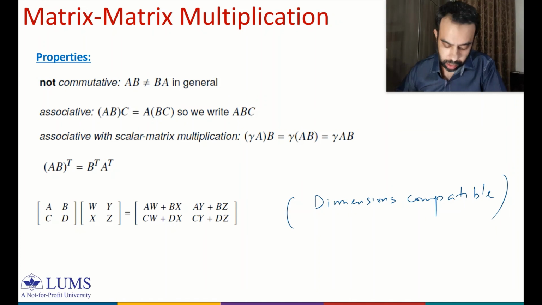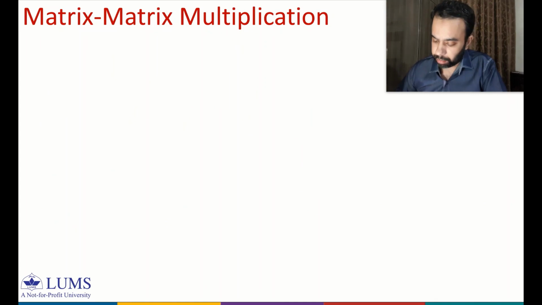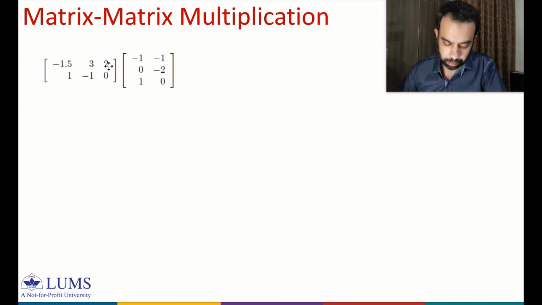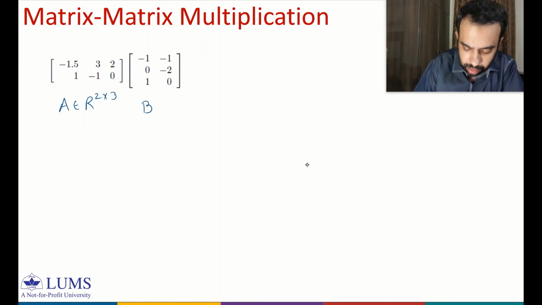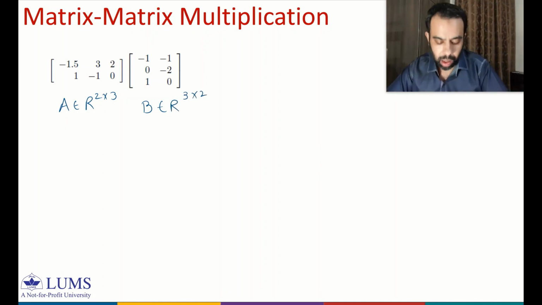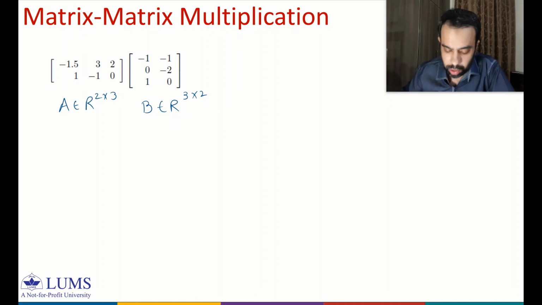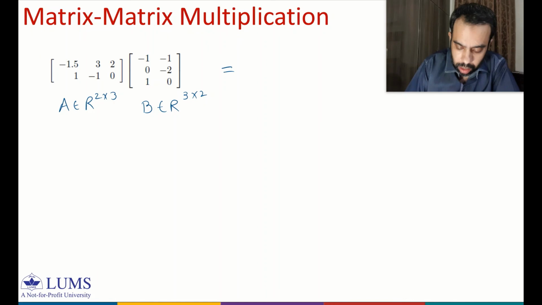Before we close, we also look at a couple of examples of matrix multiplication. Say we take two matrices A and B. Matrix A has a size 2 cross 3, and matrix B has a size 3 cross 2. So the number of columns in A is 3, the number of rows in B is 3. So multiplication is compatible, and when you multiply these two, you get C.